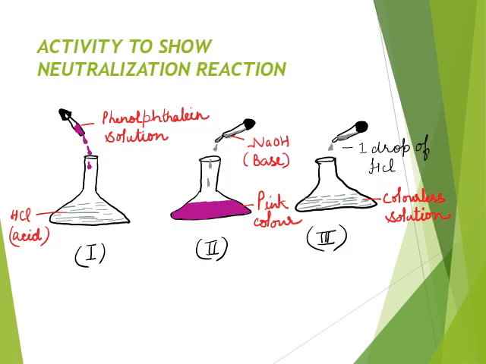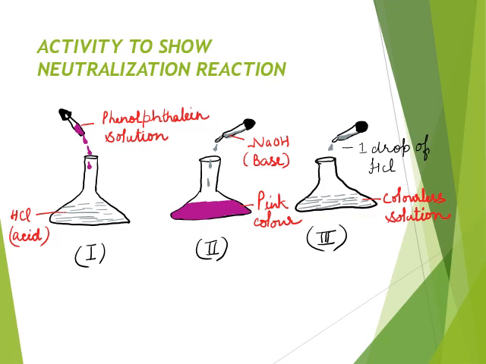Let's perform an activity to show neutralization reaction. Before starting this activity, I would like you all to recall what is neutralization. It is a reaction between an acid and a base in which the acidic as well as the basic effect of acids and bases are neutralized. And one more thing I want you to recall is phenolphthalein. Phenolphthalein is a synthetic indicator for acids and bases, and when phenolphthalein is added to acid it becomes colorless, and when it is added to a base it shows a pink color.